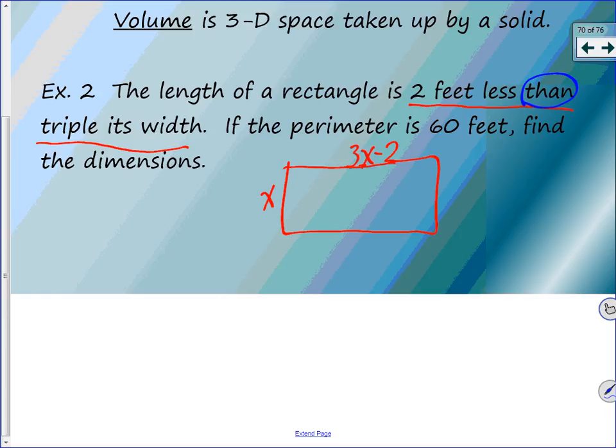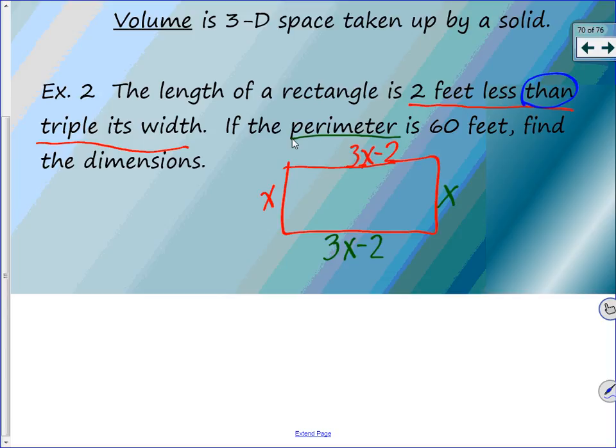Now, when it says perimeter, that means distance around. So because it's a rectangle, I like to label all of the sides going around. So I label the opposite sides as being equal. So across from the width, those are both x, and across the length, those are both 3x minus 2. So then I have everything labeled, and so then I don't incorrectly calculate my perimeter. I account for all 4 sides of the rectangle.